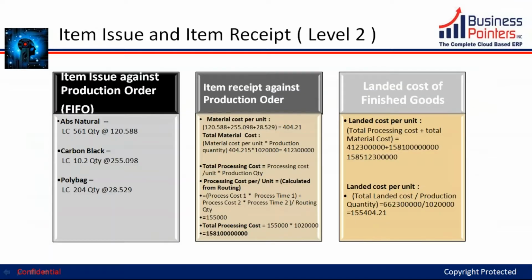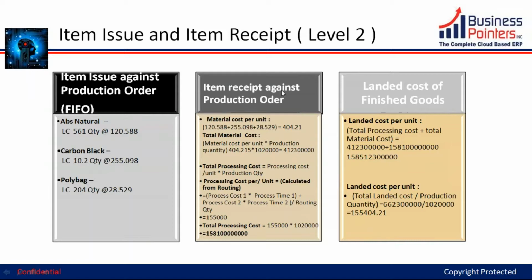Next, we have the item issue and the item receipt, level 2. We are doing an item issue against the production order over here. If you see here, we are issuing 561 quantity, 10.2 quantity, and 204 quantity that are required for the production of the semi-finished product.